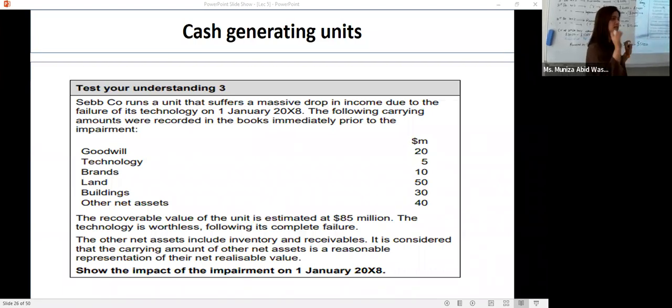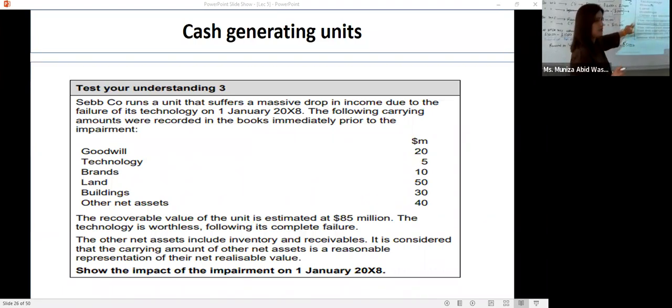So first, we are going to set the impairment loss against this technology in a whole manner. Then the other net assets include inventory and receivables. It is considered that the carrying amount of other net assets is a reasonable representation of their NRV. So on the net assets, we are not going to take any kind of impairment because they include inventory and they are already presented at the NRV. So we are not going to take any impairment loss against the other net assets.